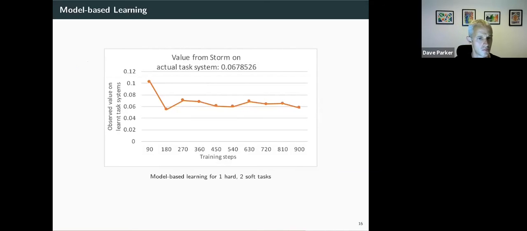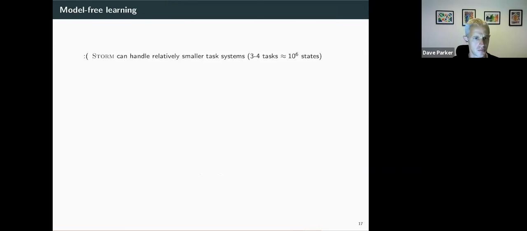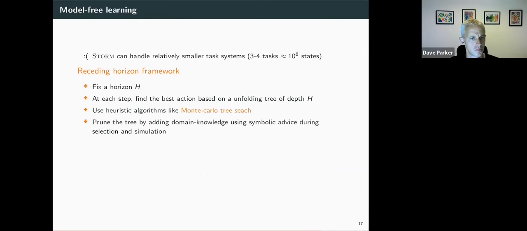Going back to the experiments, we report the value of the optimal expected mean cost as computed by Storm on the learned model as a function of the number of steps we use in learning. This result shows that our approach is effective in terms of the quality of learning and the number of samples required. The challenge is that the size of the MDPs is too large for exact model checking techniques even if we have 3 or 4 tasks. For this we resort to the receding horizon framework.